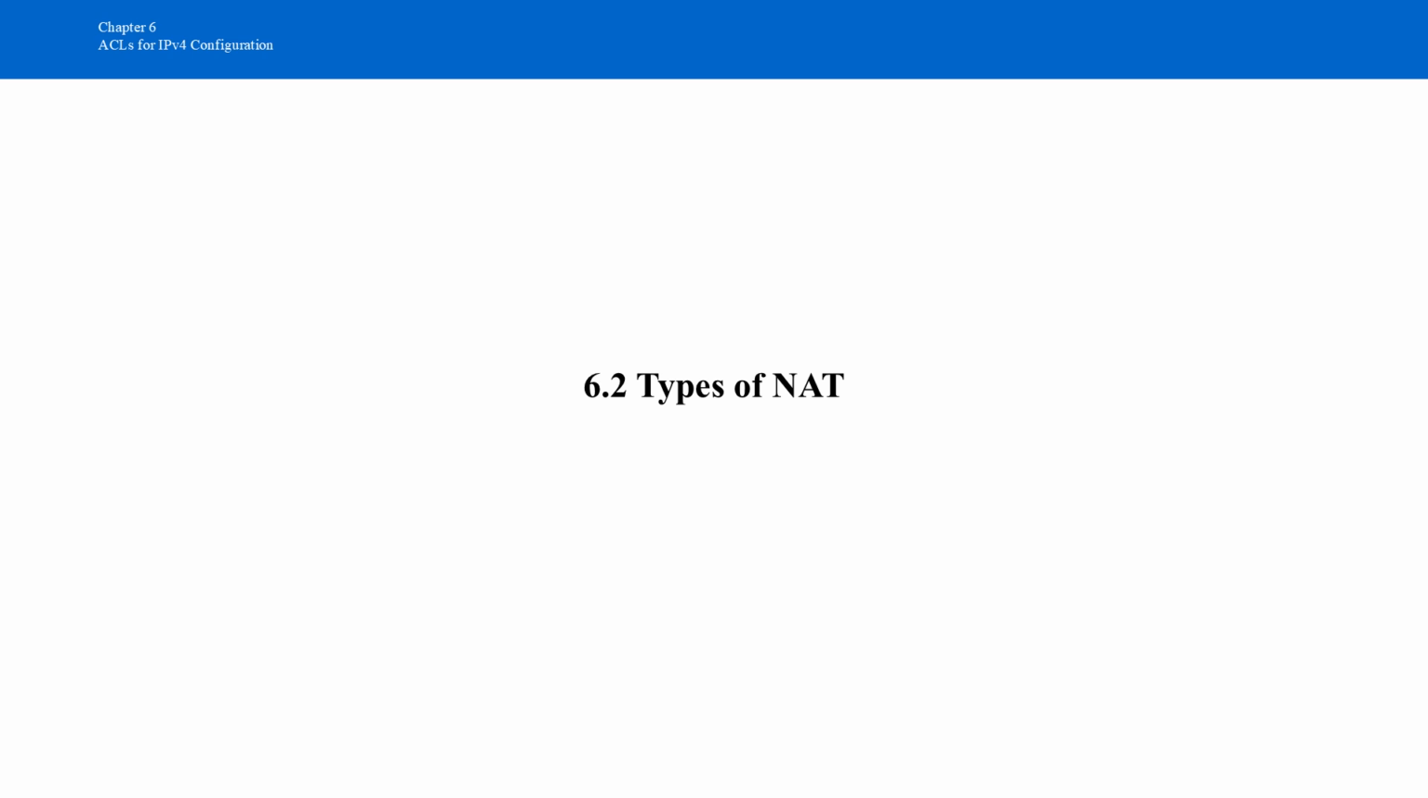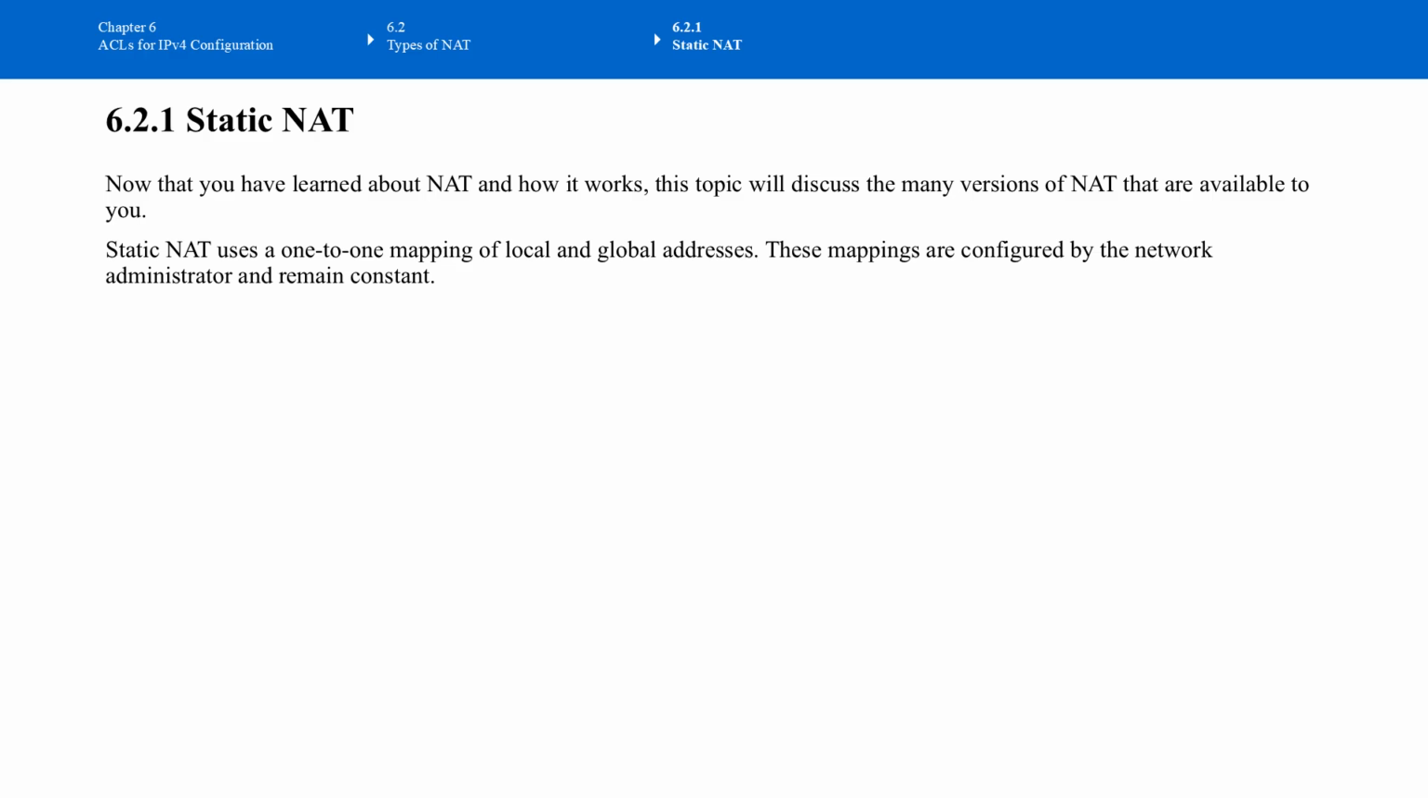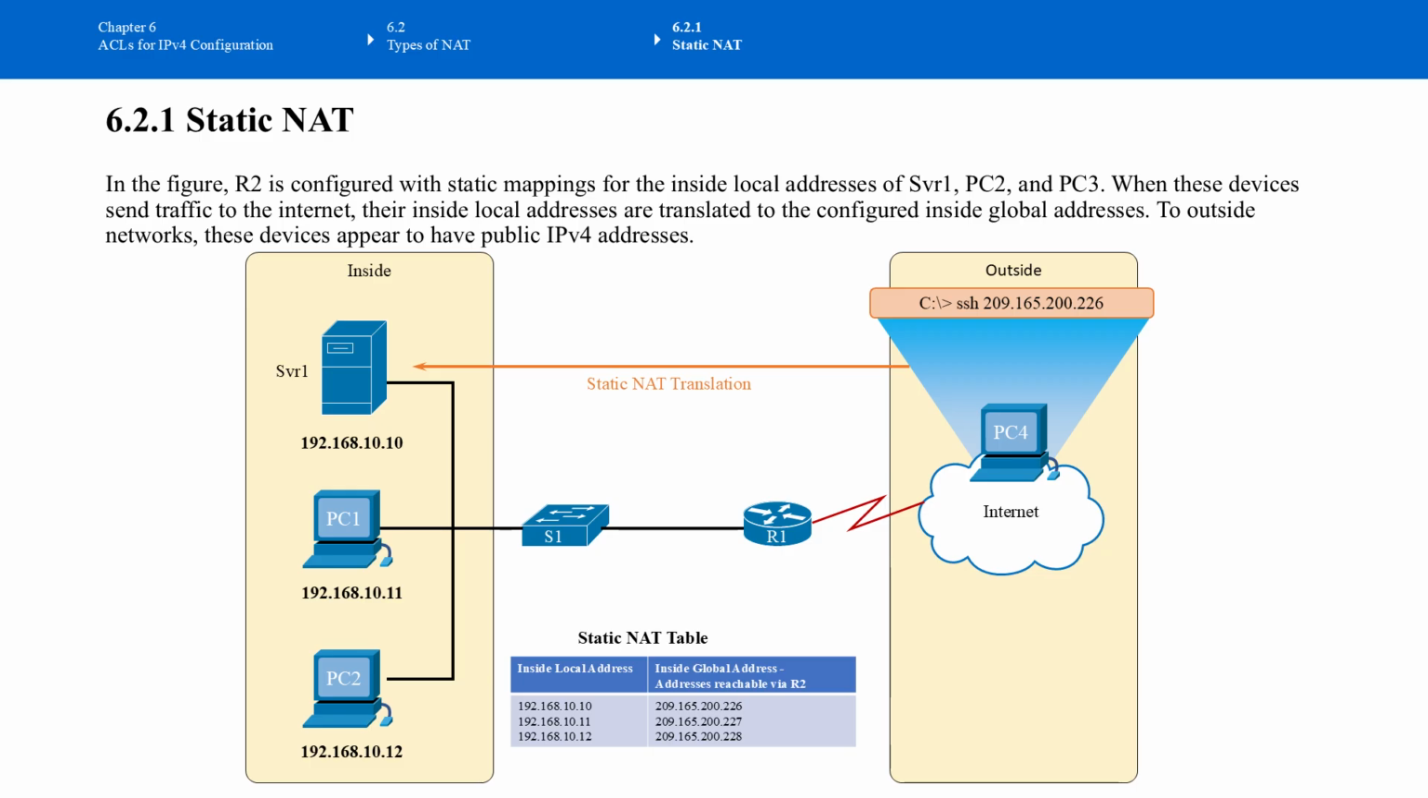6.2 The Types of NAT. Static NAT creates a permanent one-to-one mapping between two IP addresses. One private IP address is mapped to one public IP address. This figure shows how static NAT works.